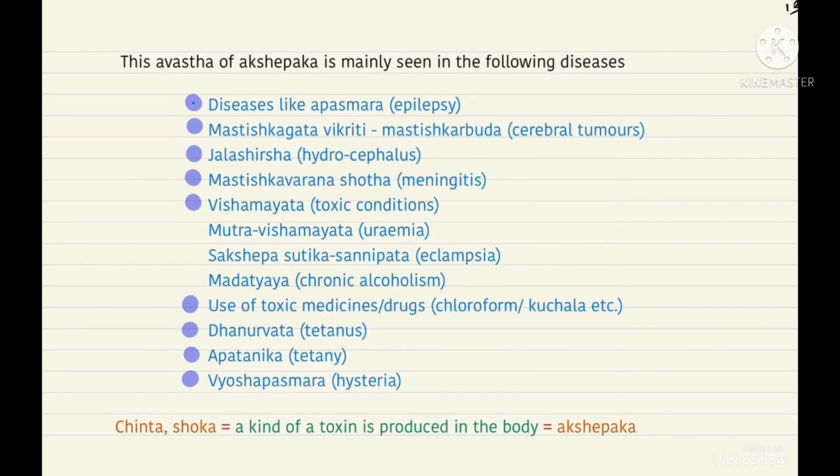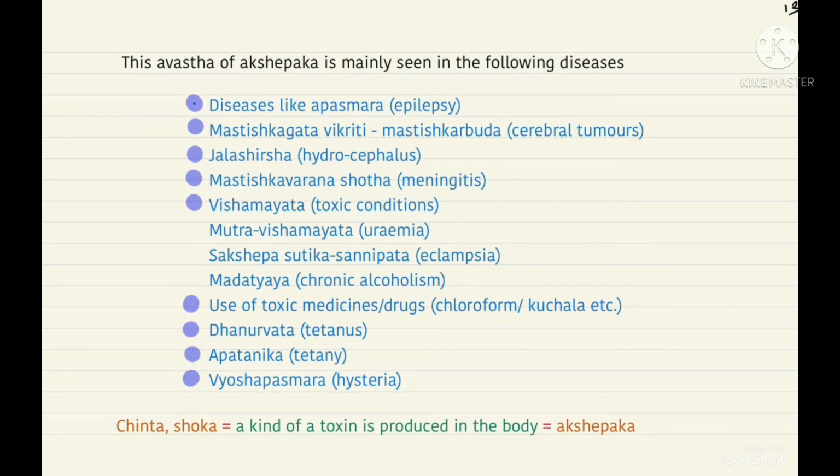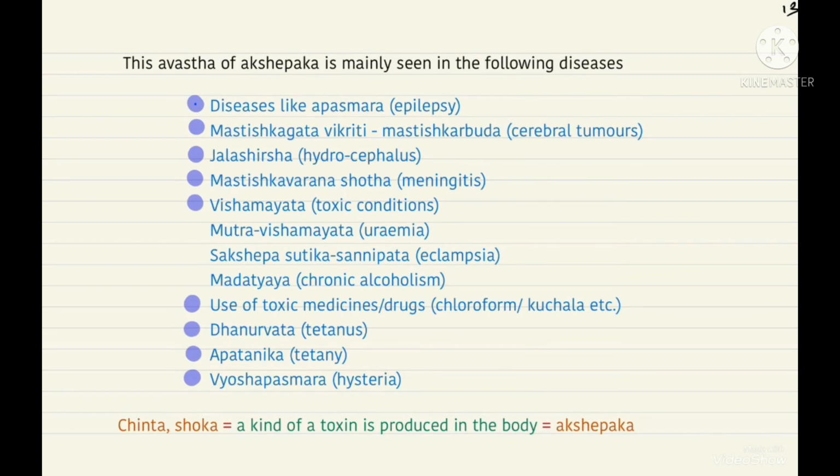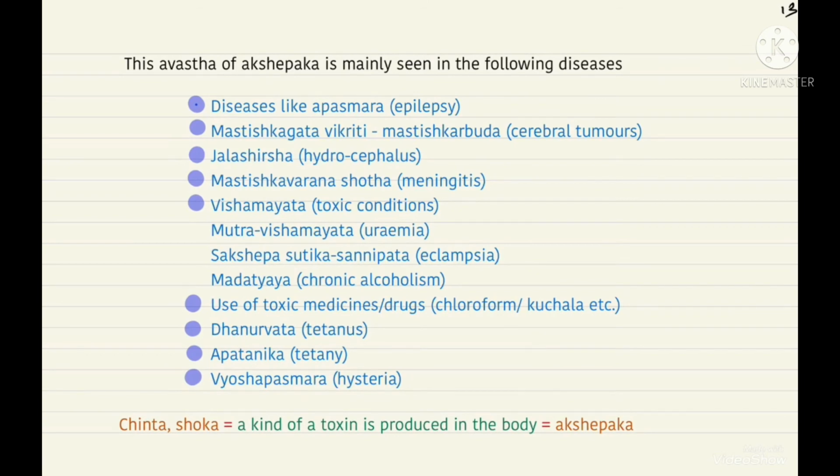Now this avastha of Akshepak is mainly seen in some of the diseases given below. Akshepa is seen in diseases like Apasmara, or what we call epilepsy. Then there is Mastishkagat Vikriti, like Mastishkarbud or cerebral tumors. Then there is Jalashirsha, or hydrocephalus. Then there is Mastishkavaran Shoth, that means meningitis. Then there is Vishameta, or toxic conditions. Then there is Mutra Vishmeta, which is called uremia. Then there is Sakshepa Sutika Sannipata, which we call eclampsia. And then there is Madatya, that means chronic alcoholism.